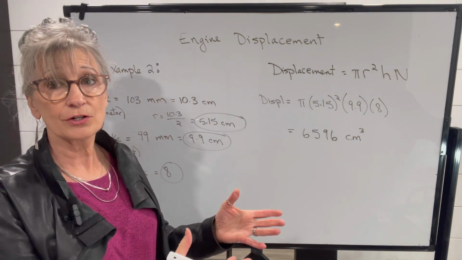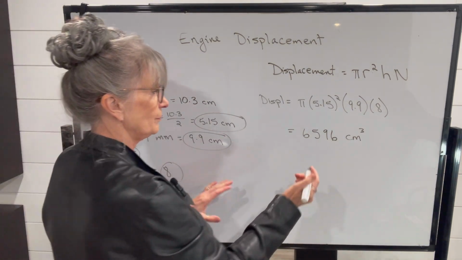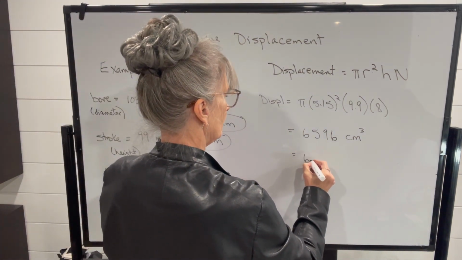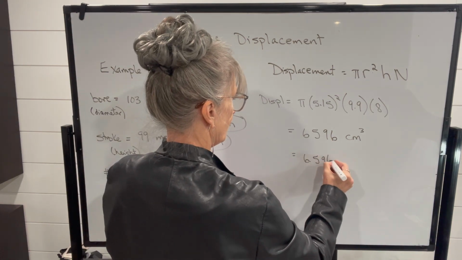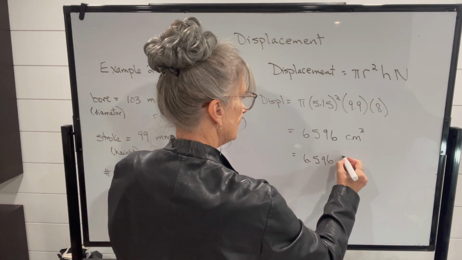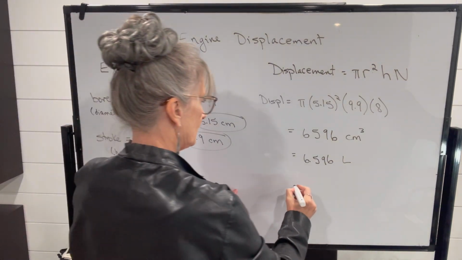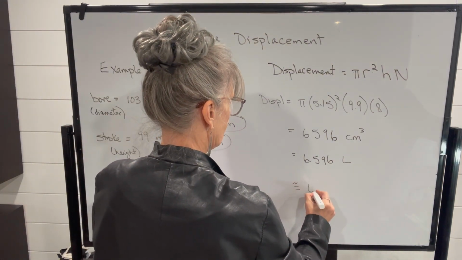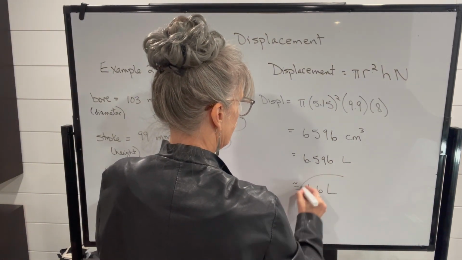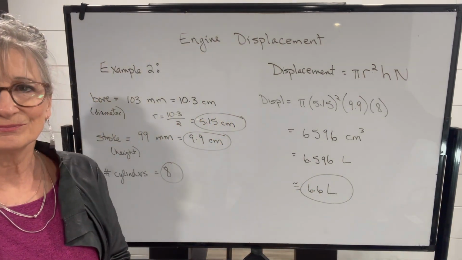Again, that's a large displacement or volume, so we're going to divide by 1,000. Just move our decimal point 3 places to the left to get our displacement in liters and round off to one decimal place. So that's approximately a 6.6 liter engine.